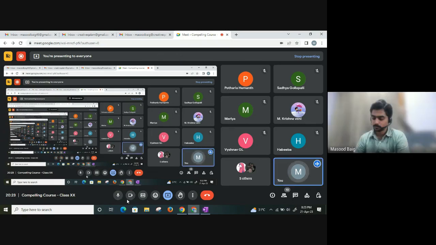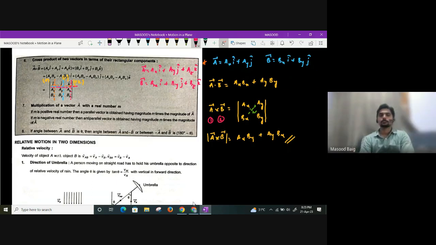Am I audible, everyone? This is how you perform cross product, guys. If the vector is given in plane, directly you will do determinant and write it. But if it is given in space, in the first row, you will write unit vectors along x, y, and z. In the second row, you will write components of first vector. In the third row, you are going to write the components of second vector.